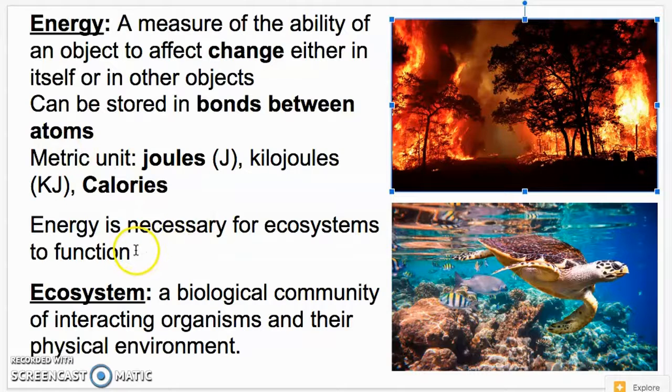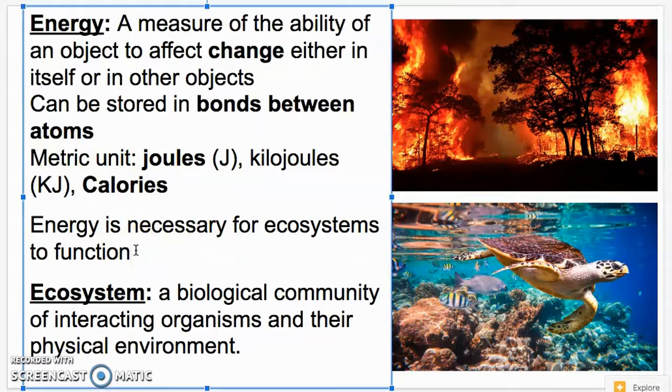Now, energy is needed for ecosystems to function, which is why we're going to focus on it so much. And an ecosystem, as a reminder, is a biological community of interacting organisms and their physical environment. Remember, the interacting organisms are the biotic factors, so those would be the grass, the trees, the turtles, the coral, the fish. The physical environment are the abiotic factors. This would be the temperature, the water, the rocks, the wind, everything around the ecosystem.